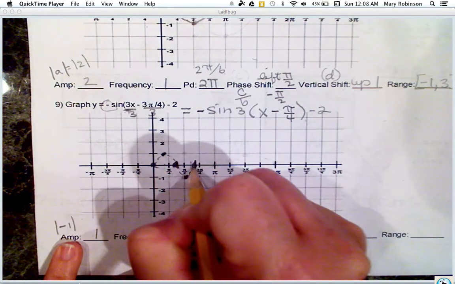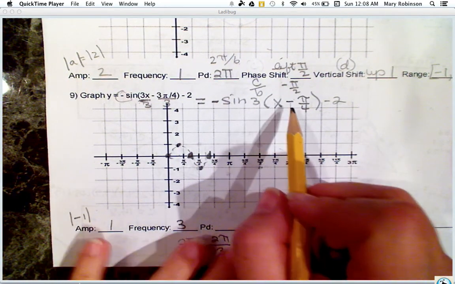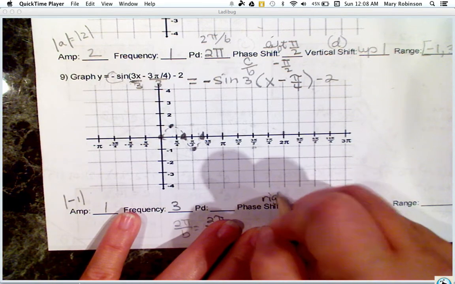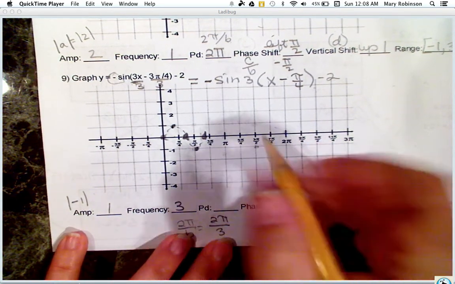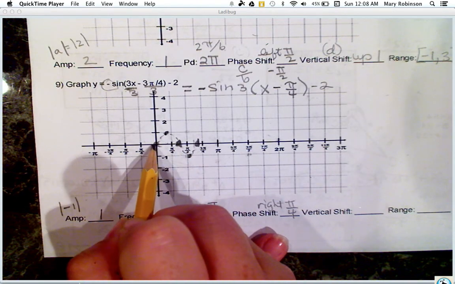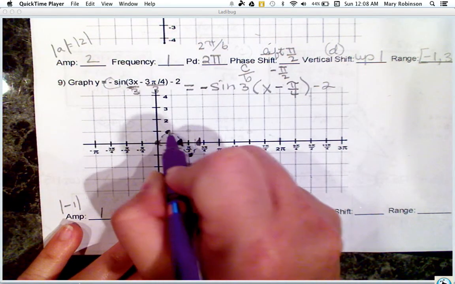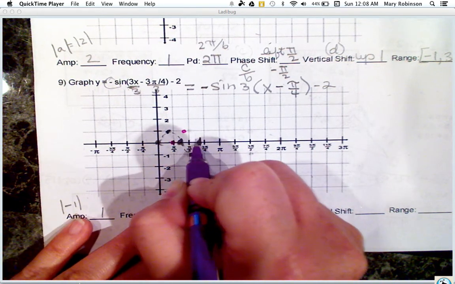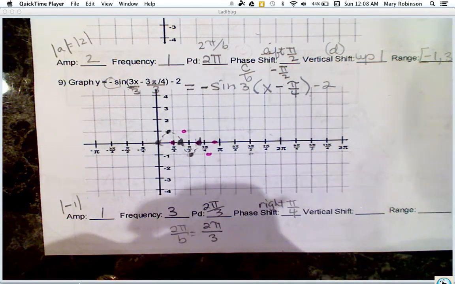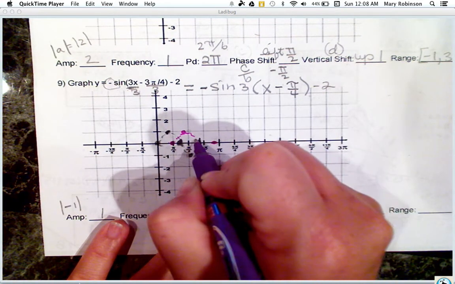That's what it would look like. And I'm ready to do some shifting. So the first thing I need to do is shift all of my points to the right pi over 4. So I'm going to put up here pi over 4. So I'm going to take all these points and shift them over pi over 4. So here, and I'm going to use a pen at this point, over pi over 4, over pi over 4, over pi over 4, over pi over 4, over pi over 4. So this is what I look like now.